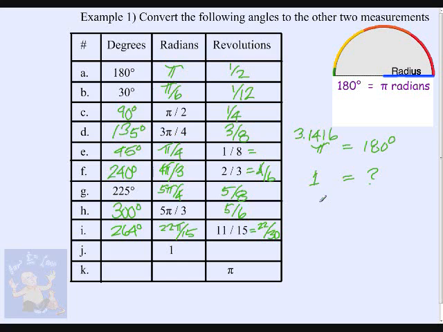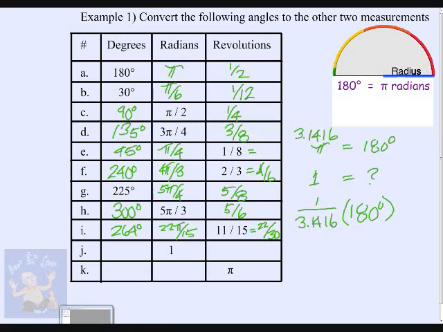So 1 it's about 1/3, isn't it? It's about 1/3 of 180. And we know that just from looking at this. It's a little less than 1/3, isn't it? So let's see what we get. 1/3 of 180, of course, we know it's 60.